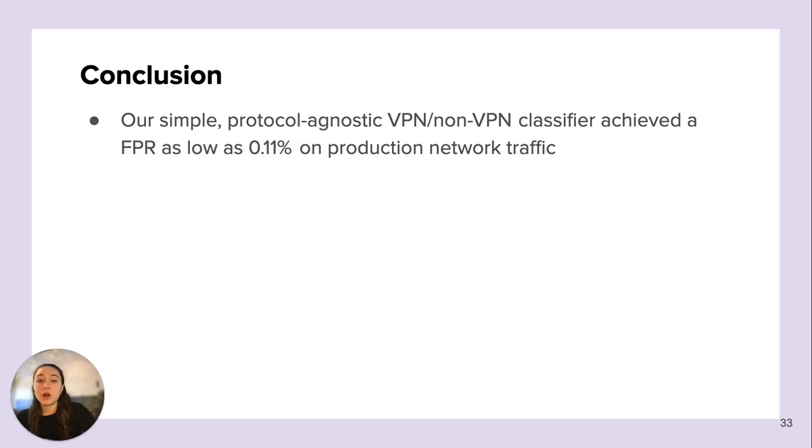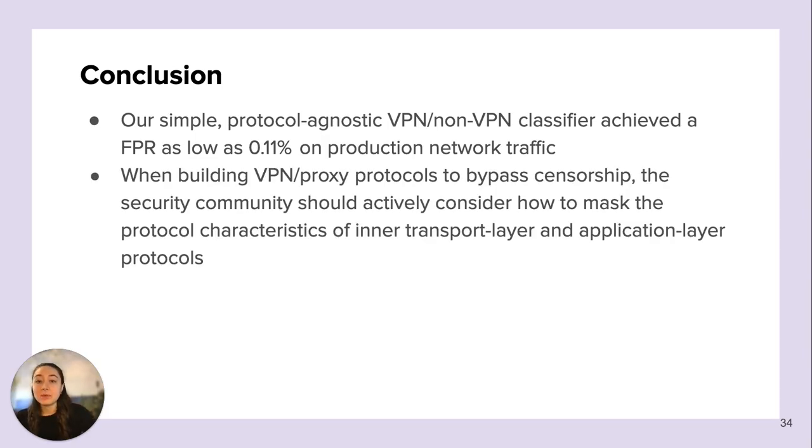To summarize our work, our protocol-agnostic VPN non-VPN classifier achieved a false positive rate as low as 0.11% on production network traffic, and this is an order of magnitude lower than previous ML-based detection techniques, while also being much simpler. Most importantly, our work motivates that when we're building future VPN or proxy protocols, we need to actively consider how to mask the protocol characteristics of inner transport layer and application layer protocols.